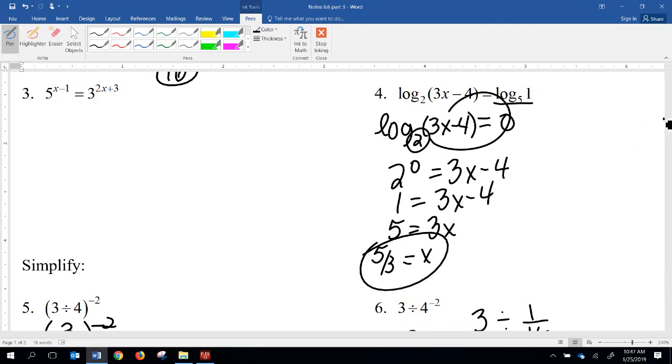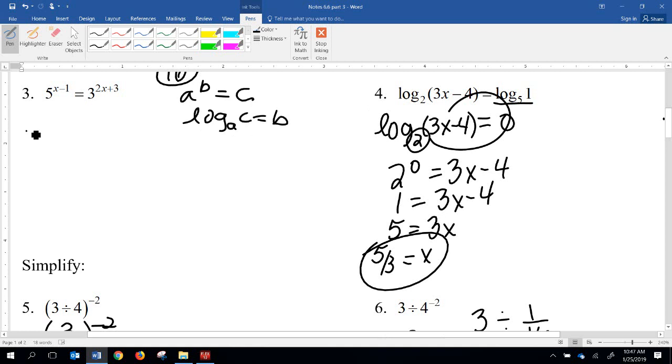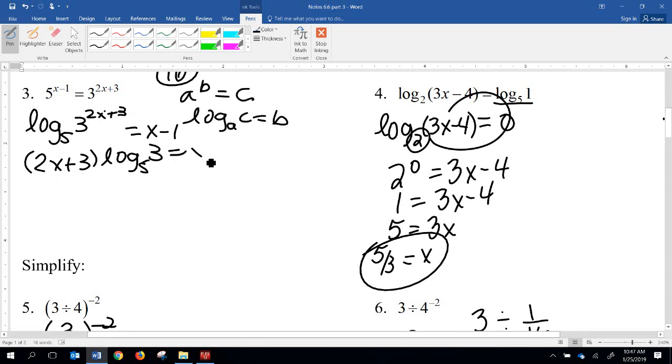So this is going to now be thought of as a to the b equals c. That's what it is. So it's now going to turn into log base a of c equals b, which is that exponent. All right, so now what does this exponent turn into for the log? Goes in front. It's now (2x plus 3) log base 5 of 3 equals x minus 1.